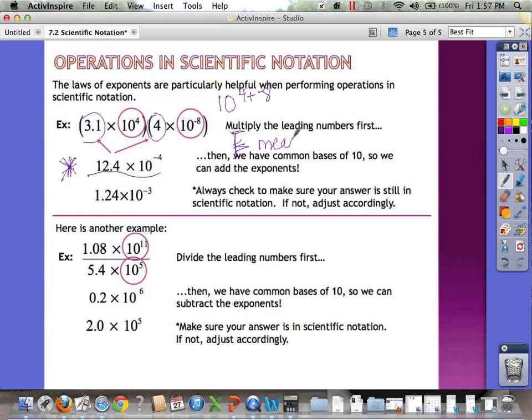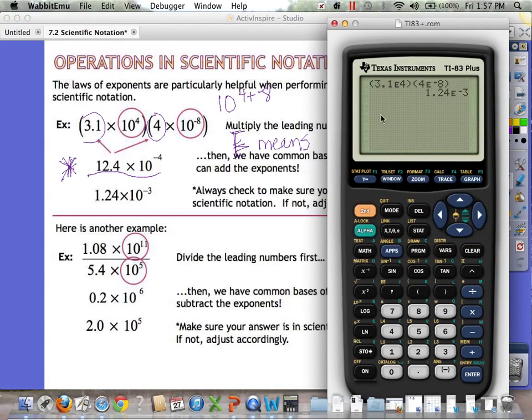So just remember, when you see that E, that means times 10 raised to something. Okay, and all we're doing is typing in the exponent. So it's a very, very easy way of doing it.